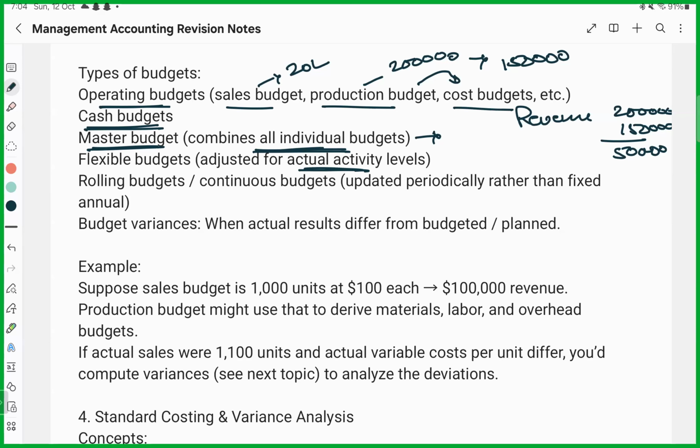If I decide to make product C also in future, my budget will adjust accordingly. My budget will include product A plus product B plus product C, which comes under the purview of the flexible budgets.